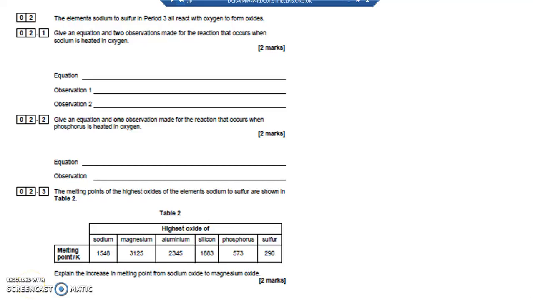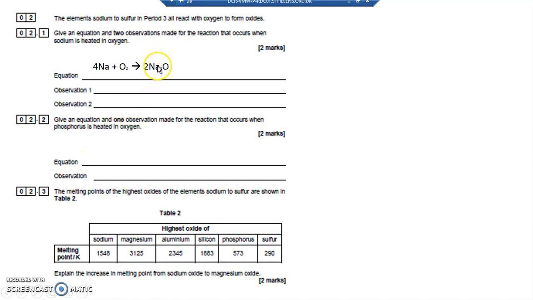Question 2 is about the elements sodium to sulfur in period 3, reacting with oxygen to form oxides. Give the equation for sodium reacting in oxygen. So Na plus O2 is going to form Na2O. How do I know that it's Na2O?